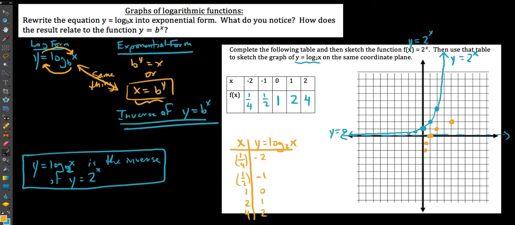So what I can see already is that this function is reflected over the line y equals x from the original function, and that these are inverses of one another. The other thing with inverses, though, is that their domains and ranges switch. As I look at the original one here, its domain happens to be negative infinity to infinity, and it looks like its range is just above 0 to infinity.